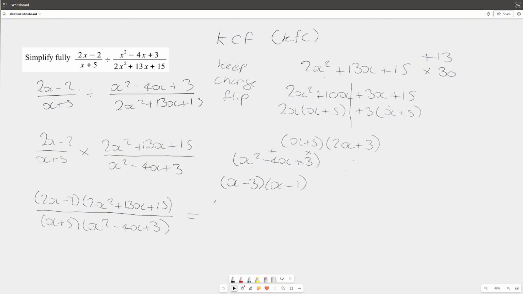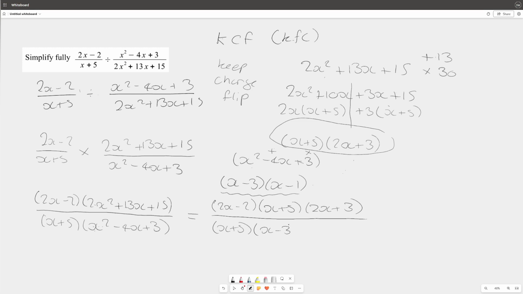And so this becomes (2x minus 2), then we'll factorise in this expression here. So (x plus 5)(2x plus 3), and that's going to be all over (x plus 5) times this one here, (x minus 3)(x minus 1). Perfect. Now we can see what cancels.